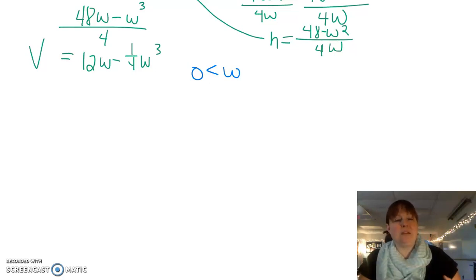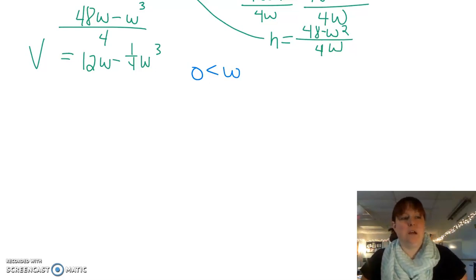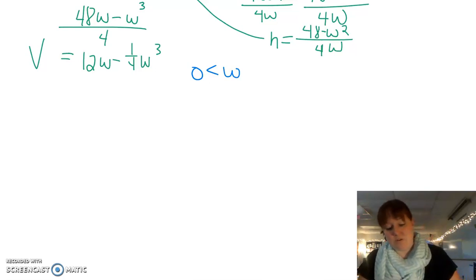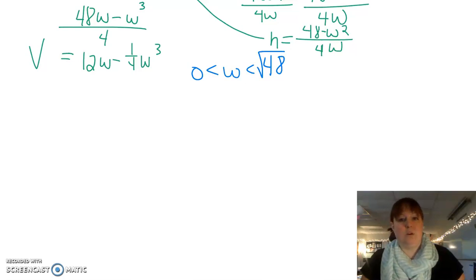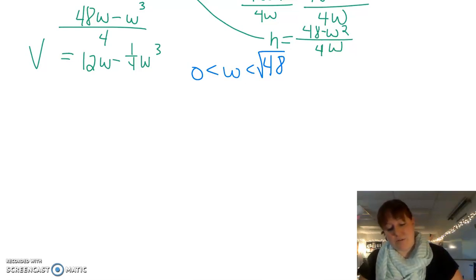And what's the biggest possible width we can have? We can't have anything that will give us more than 48 square centimeters, right? So if you think about it, the bottom of that box is W times W. So the very biggest that W could be would be the square root of 48, because then when we multiply square root of 48 and square root of 48, we'd have 48 square centimeters. So W has to be somewhere in between 0 and the square root of 48. Now, this is step number 4.